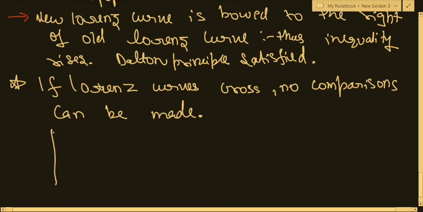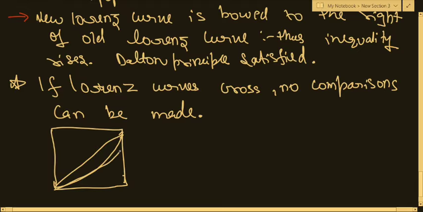Now for a quick example, let's just draw freehand. Let us say this is the first Lorenz curve, and this is the second Lorenz curve.